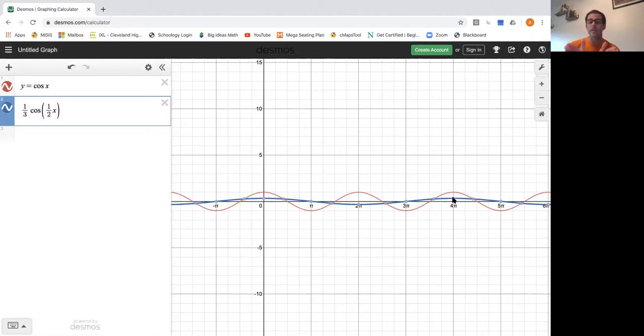All right, that is amplitude and period, and also kind of how I want you to think about it. Practice with the assignment online that I assigned. I'm going to do another video that adds in phase shift and vertical translation or midline, okay?